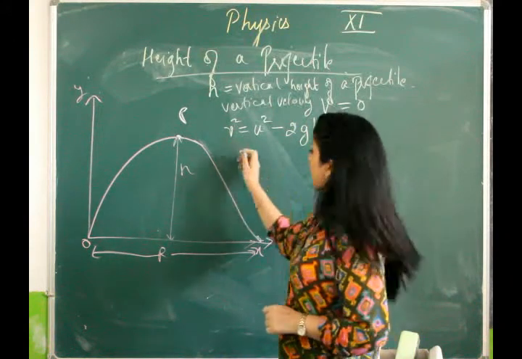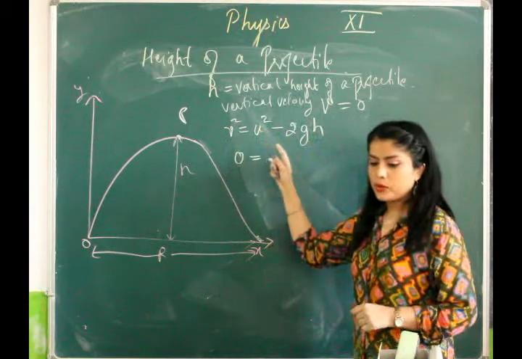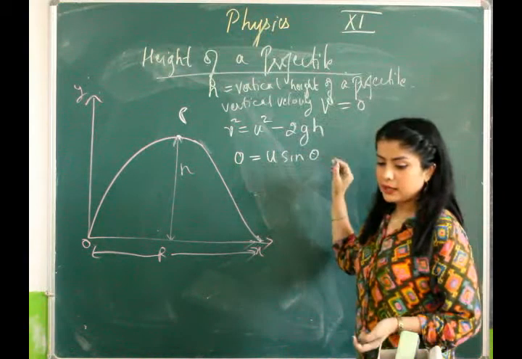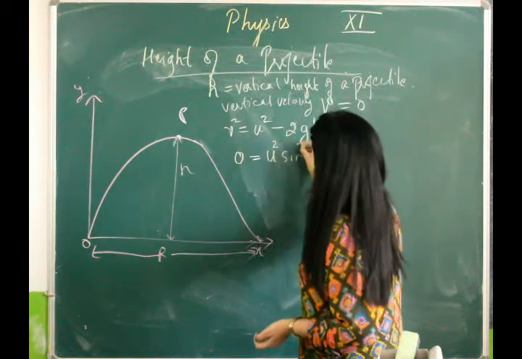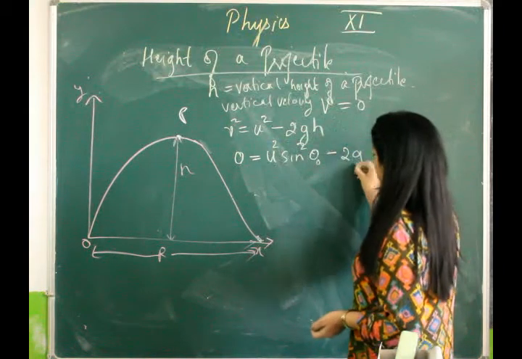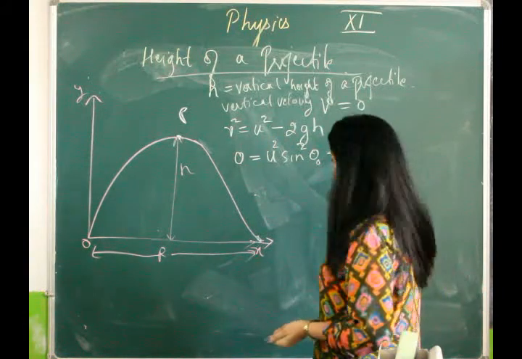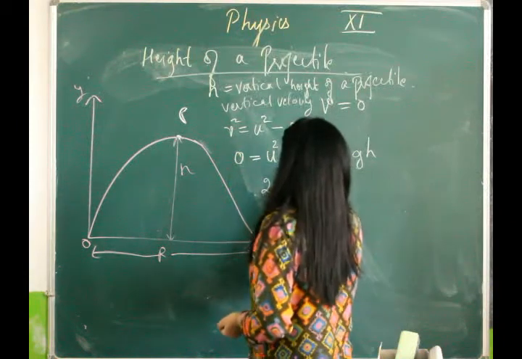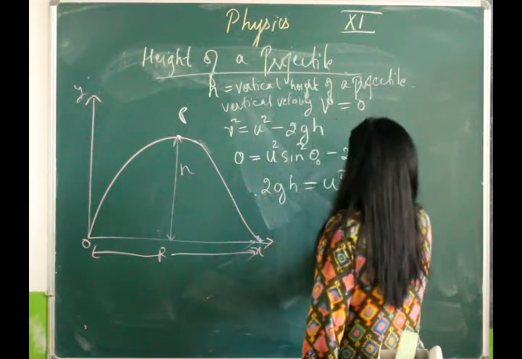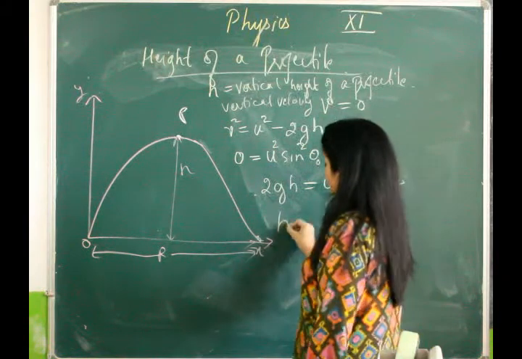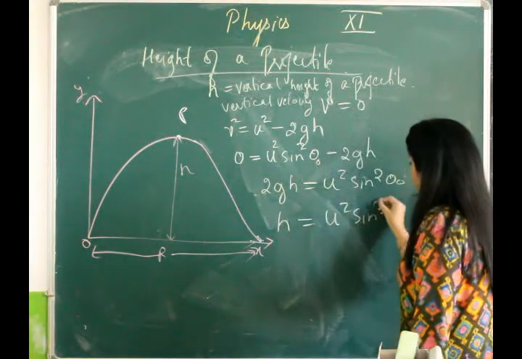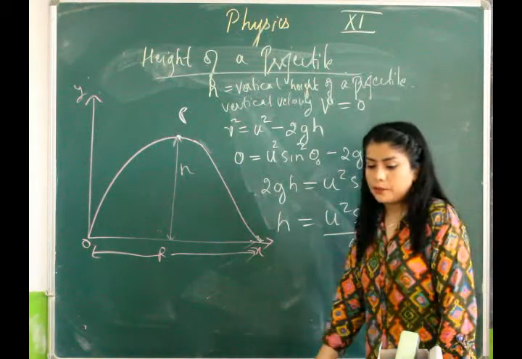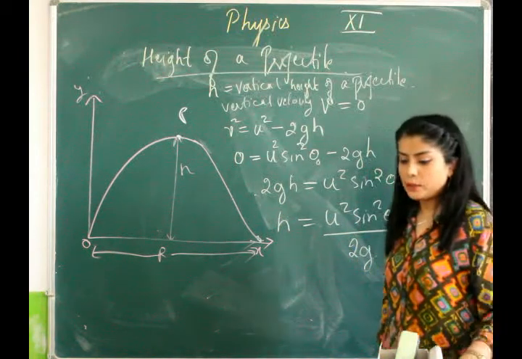Now in place of v, what can we write? 0. In place of u, what was our u? Like the previous case, u sin theta naught. It is squared, so over here it will be squared, minus 2gh. Rearranging this, taking this part towards the left-hand side, 2gh is equal to u squared sin squared theta naught, or h is equal to u squared sin squared theta naught divided by 2g. So this is the height of the projectile, h.